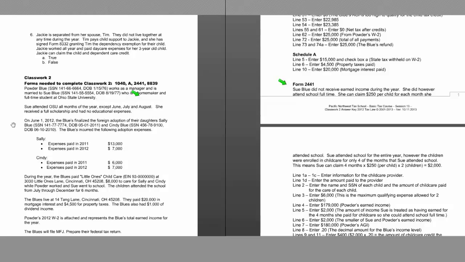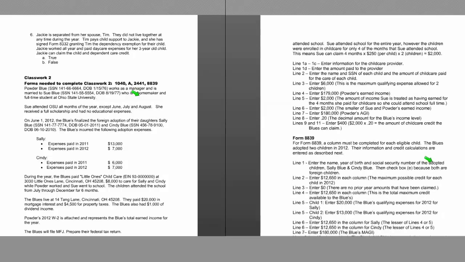So there are 4 months of the year where the Child and Dependent Care Credit can be claimed, but we also have to factor in the fact that Sue had no earned income all year, and so she's going to have to get credit for some amount of earned income in order to be able to claim this credit. And the way the rules work is you are allowed to claim a credit of $250 per child per month that you have qualifying expenses. So in this case, there are two children at $250 times 4 months, and when we do that calculation, we end up with qualifying expenses of $2,000 that will be used to calculate the Child and Dependent Care Credit.